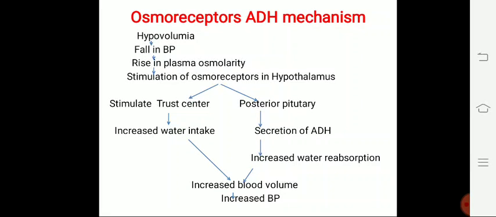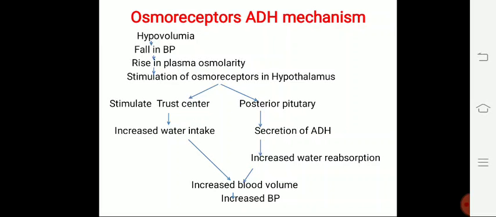When we talk about the osmoreceptor ADH mechanism, any fall of blood pressure due to hypovolemia results in rise in plasma osmolality. When there is rise in plasma osmolarity, there is stimulation of the osmoreceptors which are present in the hypothalamus. When the osmoreceptors in the hypothalamus are stimulated, it stimulates the thirst center or the posterior pituitary.